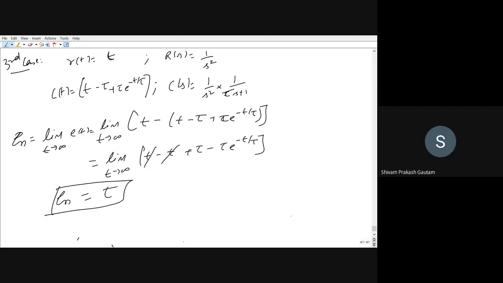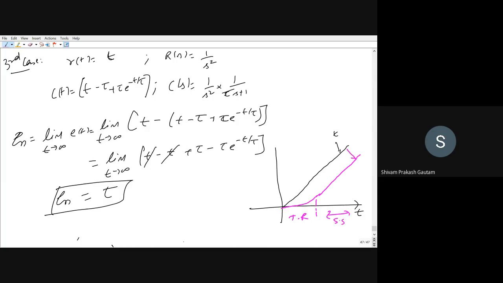So if I want to plot input and output in the same plot against t, this is my input. This is t, or you can also call this the input. How will the output look like? The output will look like this. So from this part, this is the transient response, and from this part, it is the steady state.